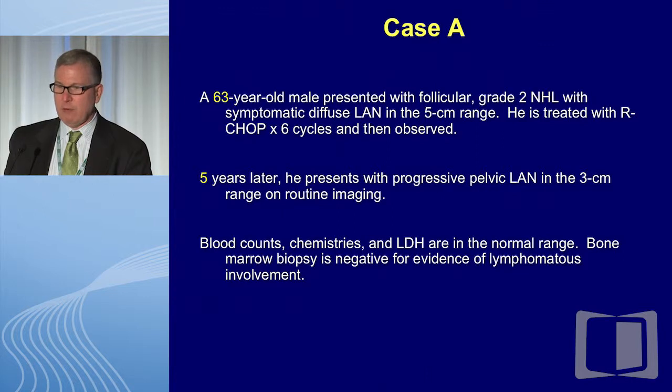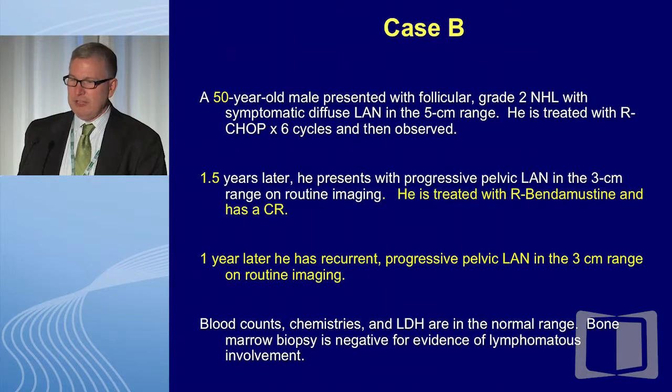One is a 63-year-old male with follicular grade 2, has diffuse adenopathy, treated with R-CHOP and then observed. 5 years later, he has progressive adenopathy, not really bulky, in the 3-centimeter range. So 5-year first remission, 3-centimeter disease, good blood counts, negative bone marrow. So that's one scenario, and you can envision one set of options you might offer to that patient.